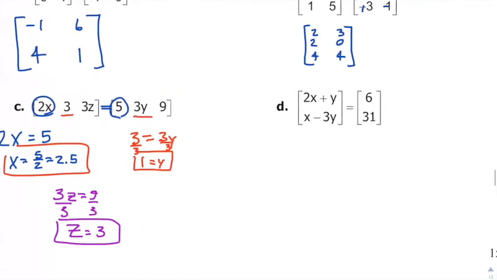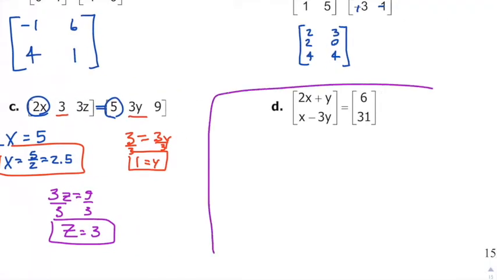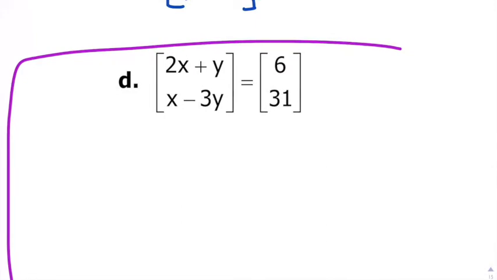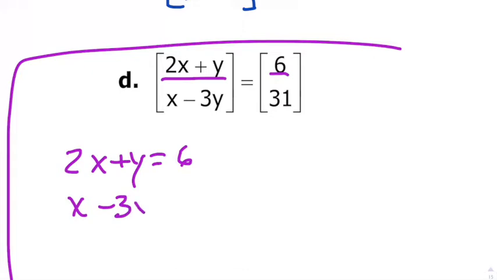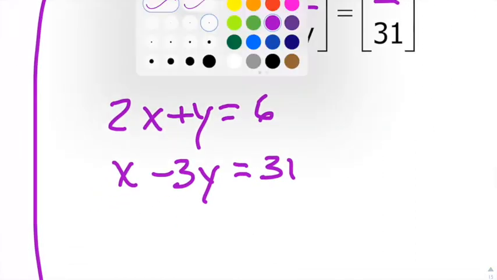Okay. Now, kind of the hardest type of example is when you have something like this here. So you have this top left element equals that right there. So 2x plus y equals 6, which you can't really do much with. But then when they write this, x minus 3y equals 31, if we write that as well, that's an elimination or a substitution type of problem there.